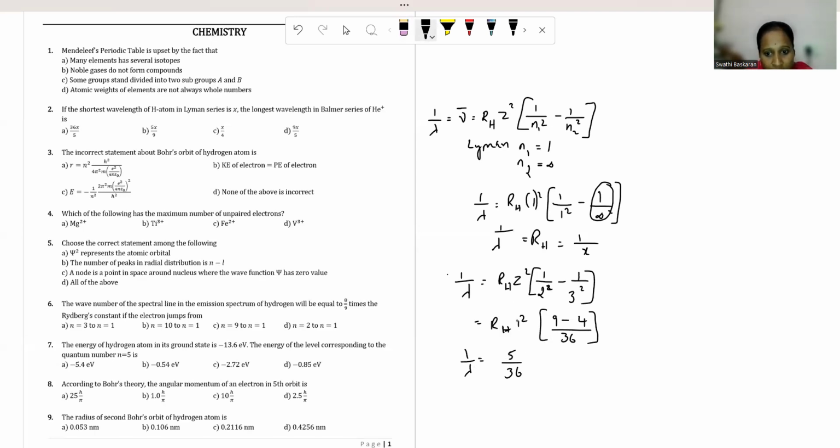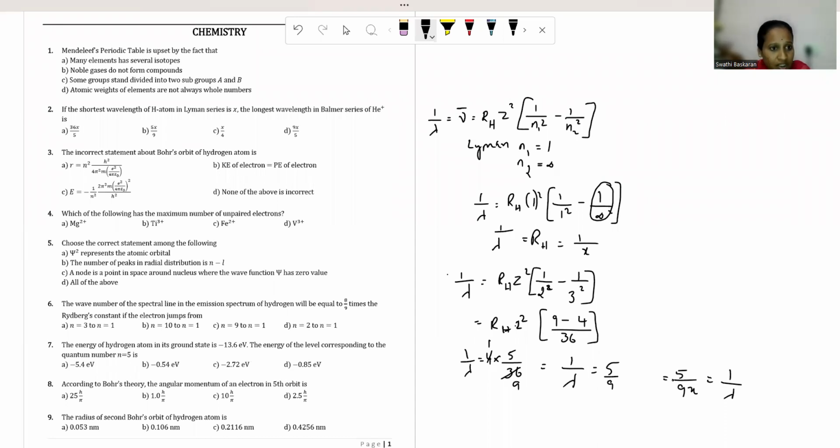Sorry students, this is helium. So the helium atomic number is 2, so Z square will become 2 square, which is 4. So 4 times 5 by 36 is 5 by 9, that is 1 by lambda is equal to 5 by 9 RH. Now RH is equal to 1 by X, and hence this value will become 5 by 9X is equal to 1 by lambda.